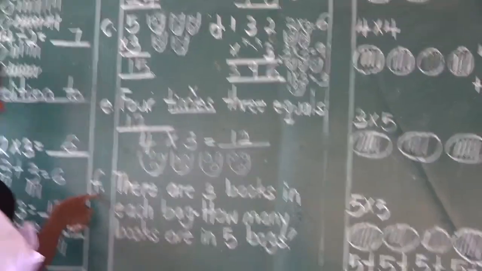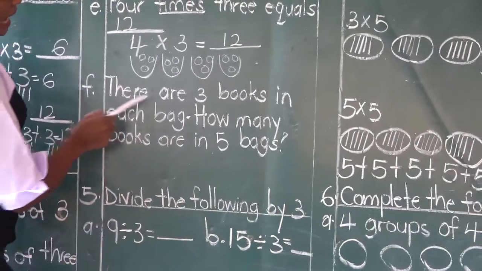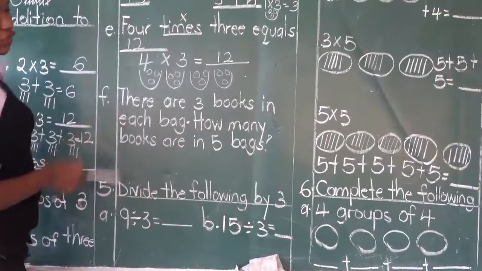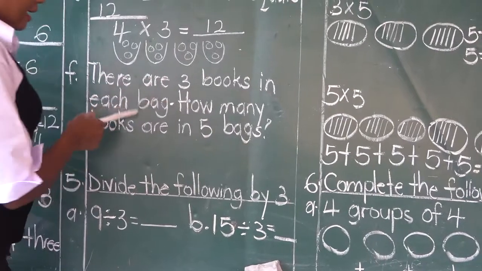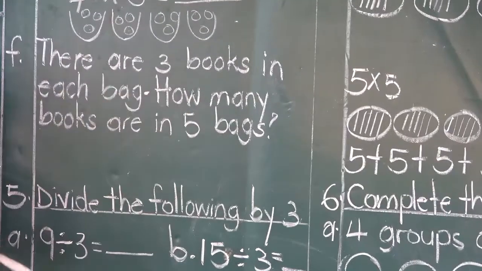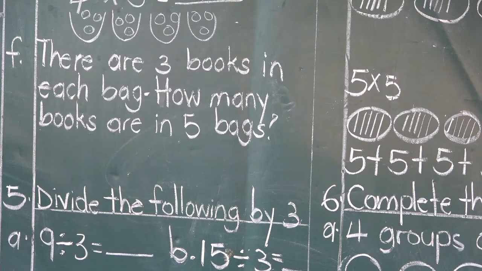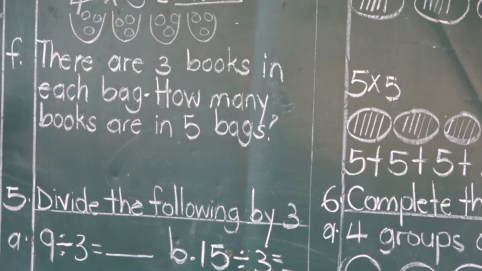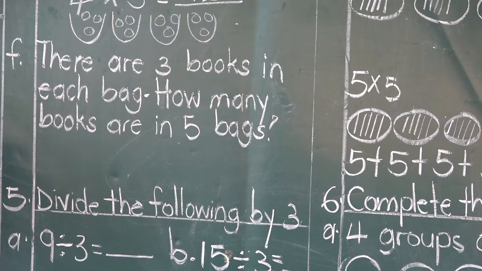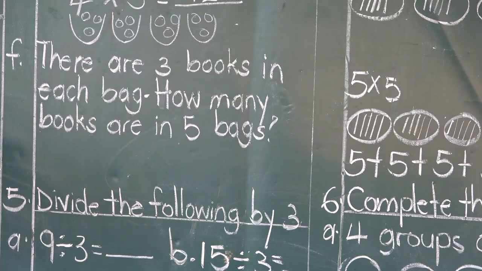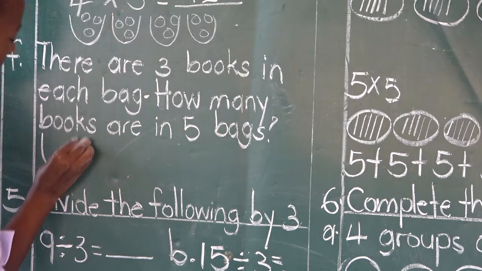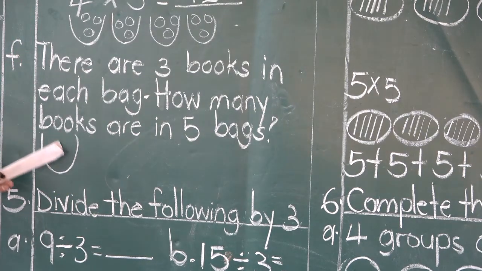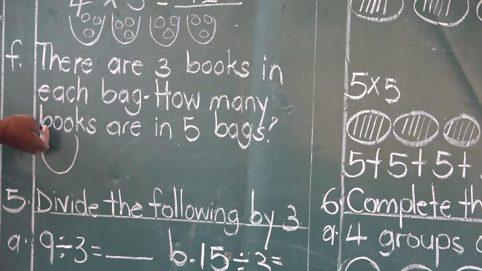Okay, still under the problem we have: there are 3 books in each bag. How many books are in 5 bags? Now, for the bags, even if they tell you chairs or cows, what are you going to do? You are going to draw like this. You form your group, and this one represents the bag. You are not going to draw the real bag. Let's draw this. We form the group.